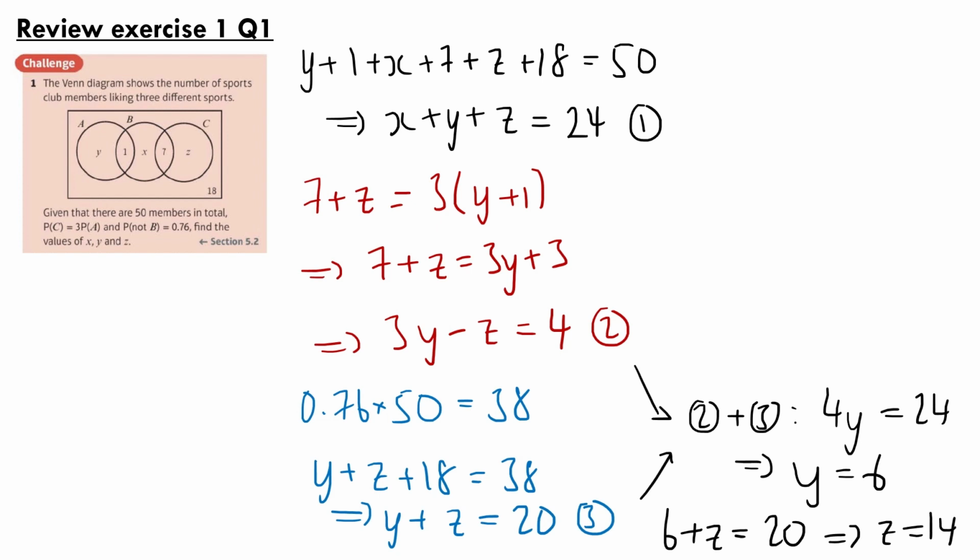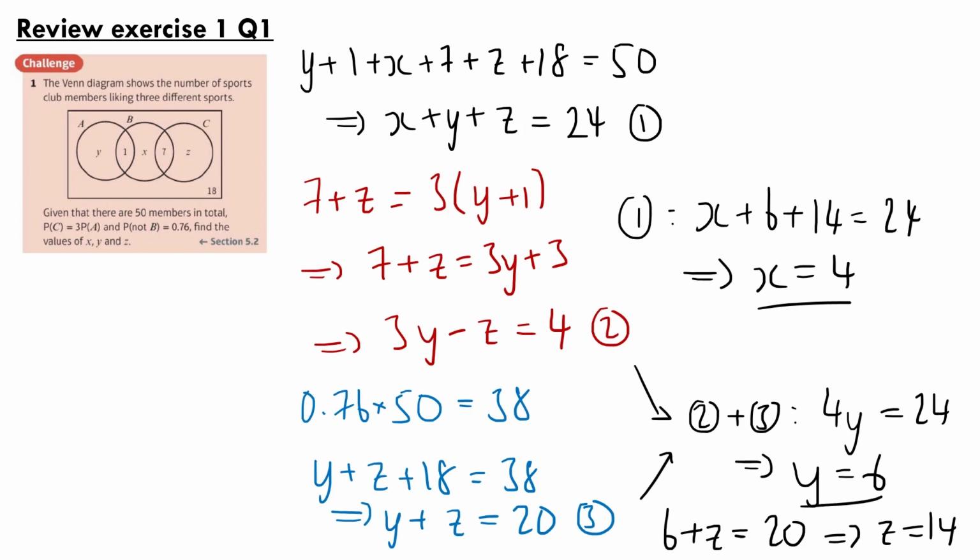And finally, using our first equation, and substituting our values of Y and Z, we get X plus 6 plus 14 is equal to 24. So we know that X is equal to 4. And these are our 3 values of X, Y, and Z.